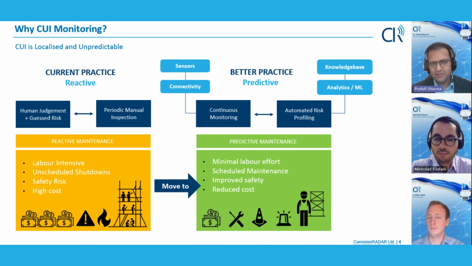Now with CUI monitoring, where we are moving towards globally is towards better practice, which is predictive. Now, what is predictive? Through analytics, sensors and monitoring, it needs more automated risk profiling, to understand the risk better and manage the risk better in a predictive way, and it leads to increased safety, reduced cost and optimized maintenance scope. So huge opportunity using CUI monitoring. Thanks, Praful. So essentially predictive maintenance is all about optimizing the CUI program of work to ensure the CUI scope is as effective as possible.